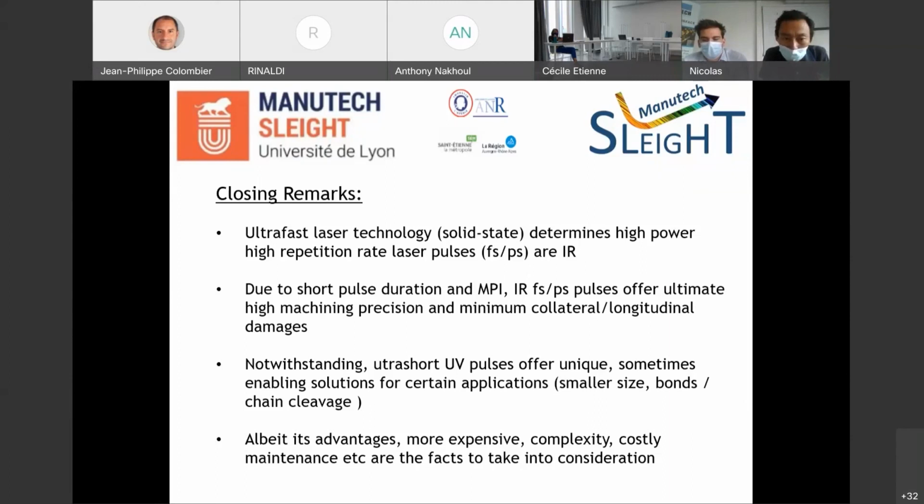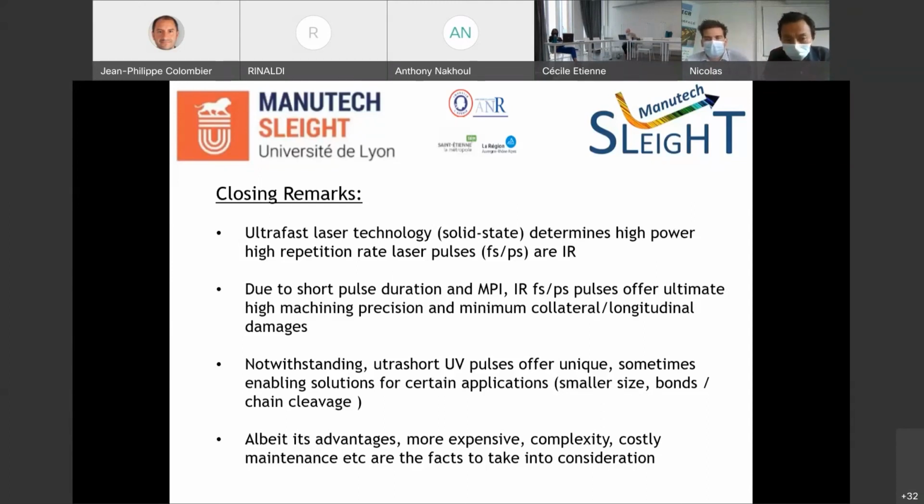Nevertheless, ultra-short UV pulses still offer unique and sometimes enabling solutions for applications when we need smaller sizes, when we need bond and chain cleavage. And as I hope I shared successfully with some examples, with small ripples and with transparent materials machining applications, sometimes UV ultrashort pulses are the enabling solution for us.